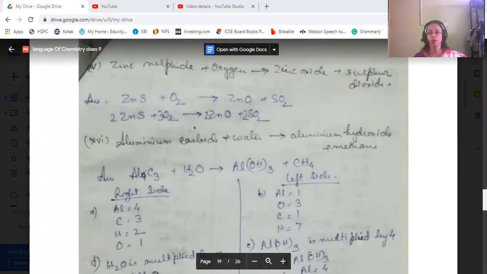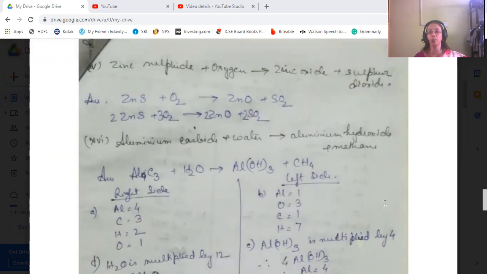Class 9. Okay. So let me start with the first question for today: zinc sulfide plus oxygen gives us zinc oxide plus sulfur dioxide. Before discussing this question, I will request you to go through the text videos first and then go to the question answer series videos, so that you can have chapter knowledge and then start on the question answers.